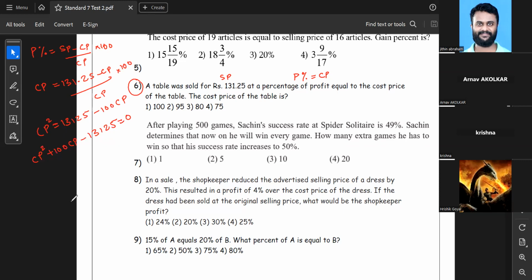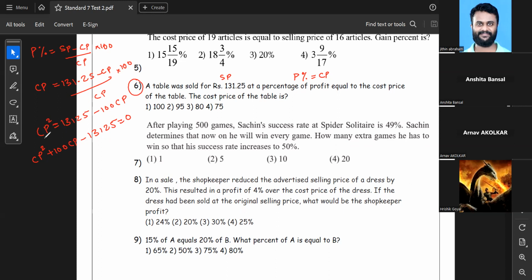Yes, please. Sir, I think you forgot to divide it by CP in the equation. I divided it by CP, right? I've taken the CP to the other side. After that, in the third step, I took the CP to the other side. That's okay. Sorry, how the CP became CP square. Understood, sir.